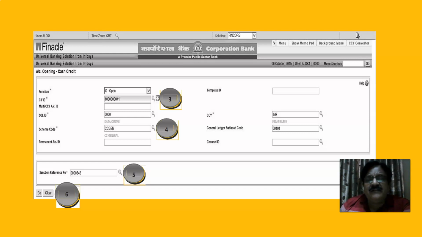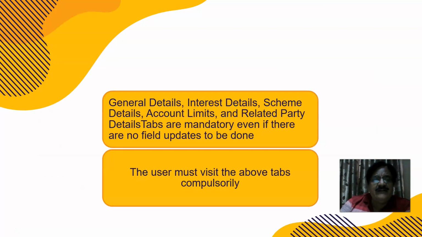So that will be a corporate KIF ID, right? Remember this. Sole ID would be our branch sole ID or wherever it is being opened. Then scheme code CC general, cash credit general, right? Sanction reference number: some banks have a different command for generating a reference number, or we have a manual system also. For the sanction reference number, you can write the letter date, or you can find it from the searcher also. CCY INR, subsidy general ledger subhead code is 60101. This will be automatically populated. INR will also be populated on its own, right?